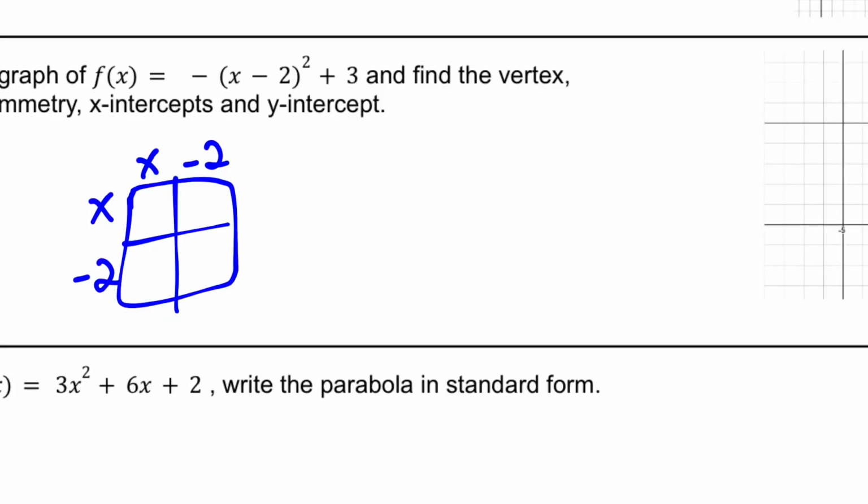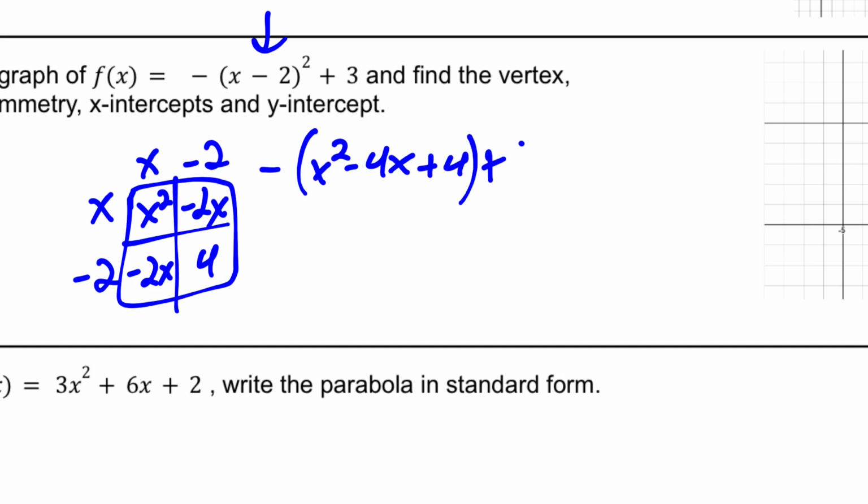We can also expand this algebraically. This right here, squared, looks like this. We can use the box method. And if I put a negative in front of all that, that's negative x squared minus 4x plus 4 plus 3. So that's negative x squared plus 4x minus 4 plus 3. I'll just erase that and write minus 1.